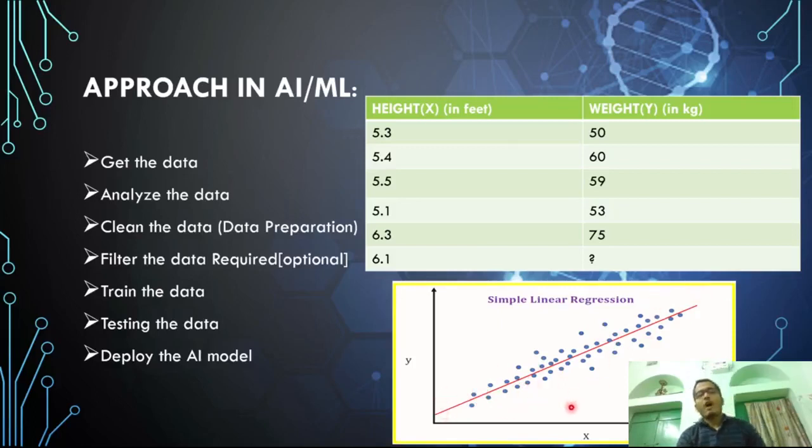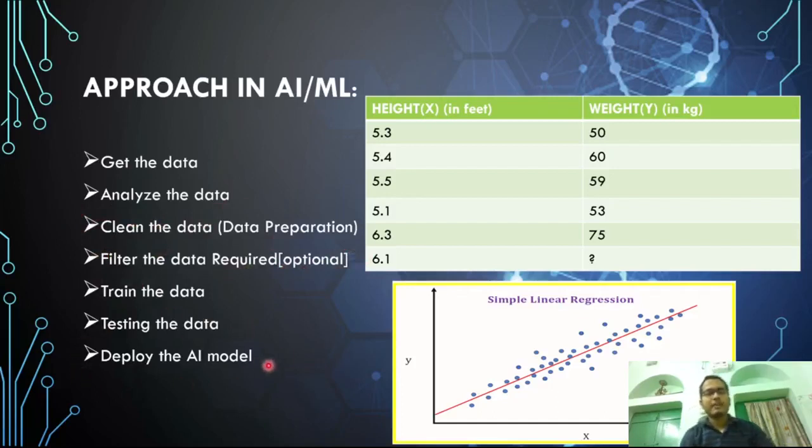So how do we approach this? First we have to get the data from the source, then we have to analyze the data. We will see today how to analyze the data and also clean the data. We will see each of these meanings today: how to clean the data, how to analyze the data, filter the data which are not required, excess data, training the model, testing the model, and deploying the model.